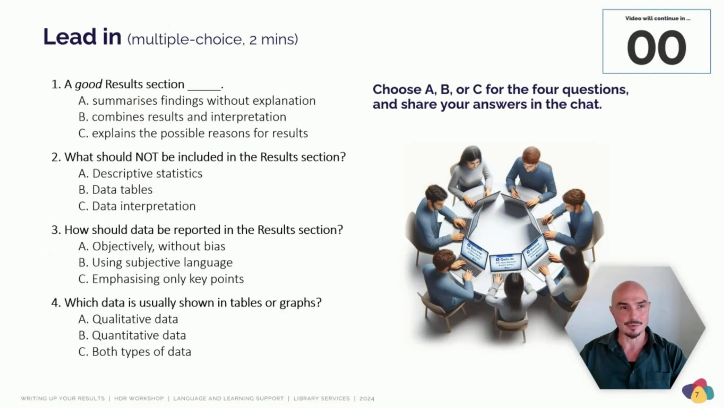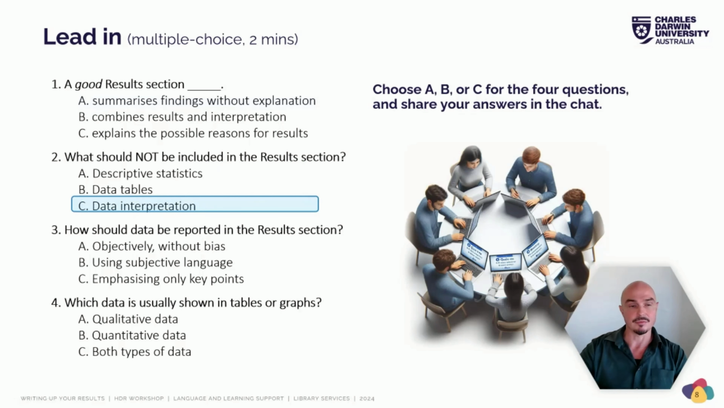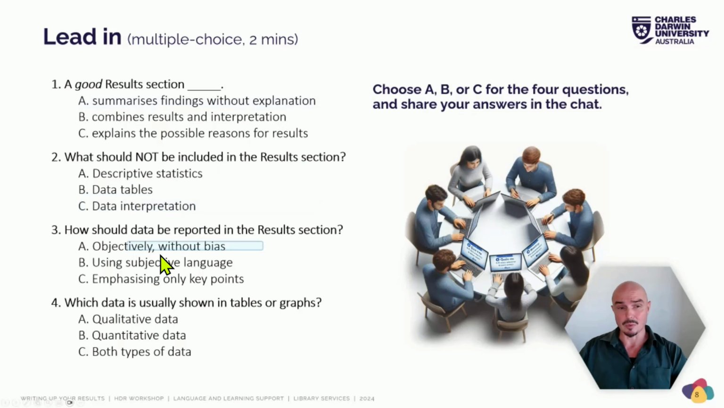Okay, so if you've got your responses, a good results section summarizes the findings without trying to explain them. What shouldn't be included in the results section is any kind of interpretation. So results is purely just reporting the findings rather than digging into the reason for those findings. The data in the results section should be reported objectively and without bias.